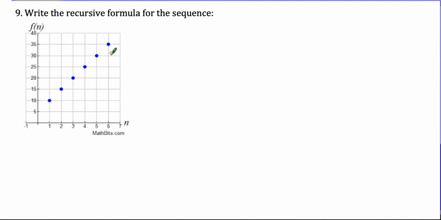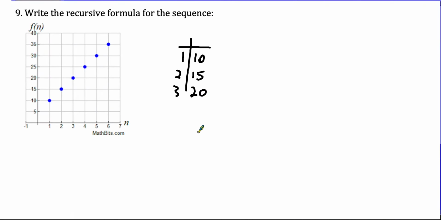Same idea, just from a graph, right? We have to figure out if this is arithmetic or geometric, and then write the recursive definition. So, and again, it might help if we turn this into a table, list out some terms, so I can see that my first term is 10, my second term is 15, my third term is 20, and so on. Okay, so hopefully we can recognize that the pattern is add 5 each time.